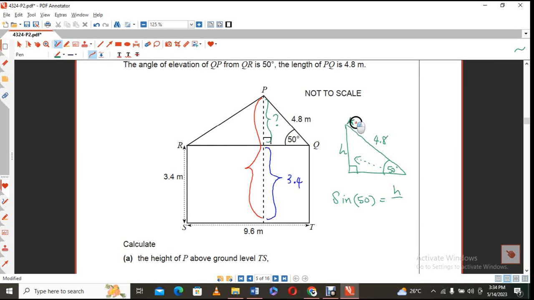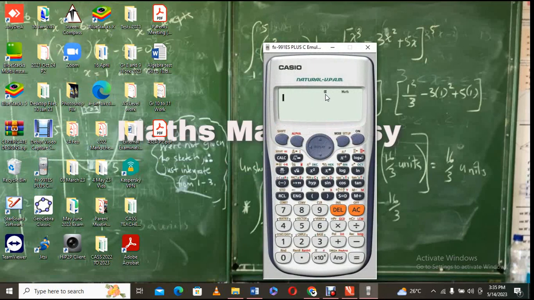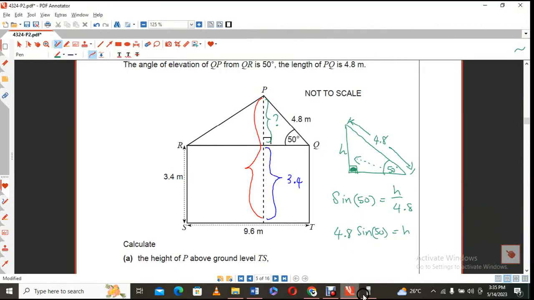The hypotenuse is the longest side of a right angle triangle, and it's always opposite the 90-degree angle. So that is going to give me h over 4.8. So this is a calculated value, and you're going to multiply 4.8 with that calculated value, and you are going to find the value of h. So let's grab our calculator, and just make sure that your calculator is in degree mode. There should be a DEG or a D displayed, otherwise it will not be in the correct mode.